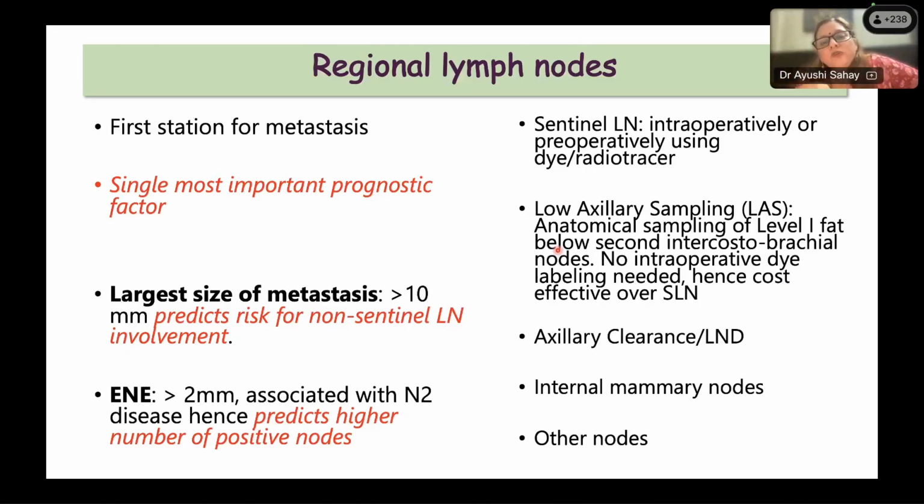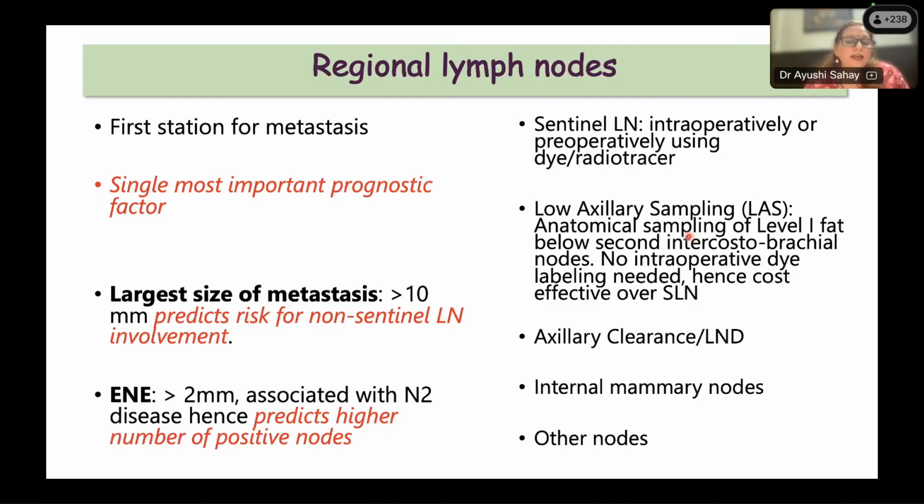Now what kind of nodes can we get? We can get sentinel lymph nodes, which can be identified intraoperatively or preoperatively. There is a dye or tracer used to identify the first draining lymph node. And then you can have low axillary sampling, in which the level 1 fat below the second intercostobrachial nerve is sampled and sent as low axillary sampling. That is considered an adequate replacement for sentinel nodes because most of the time it also contains the sentinel node.